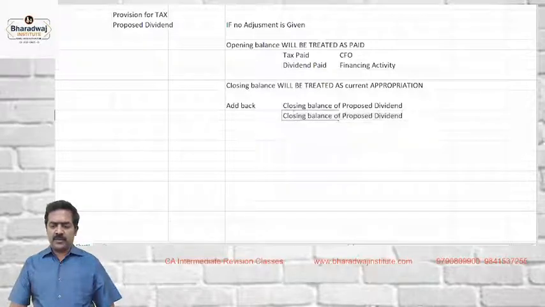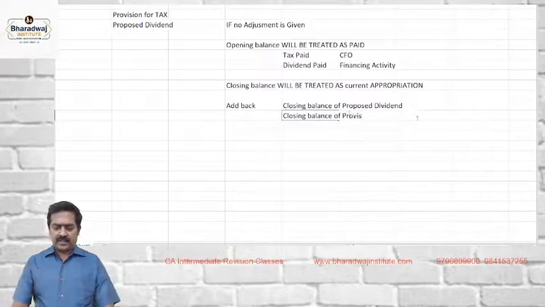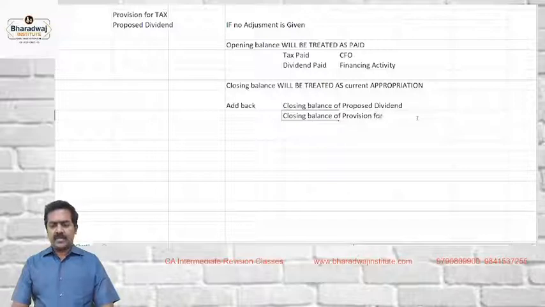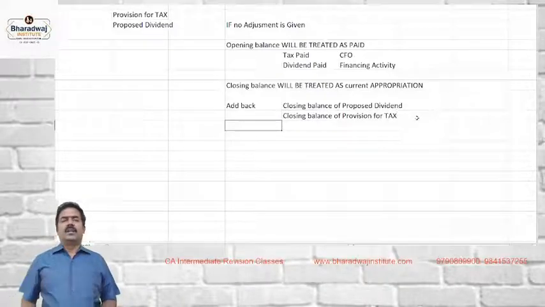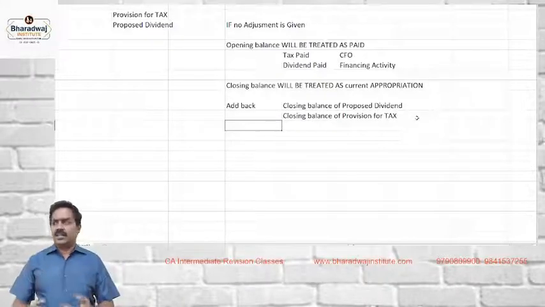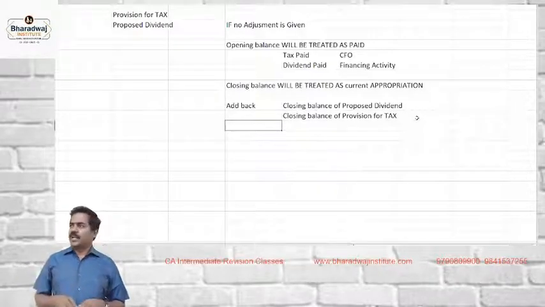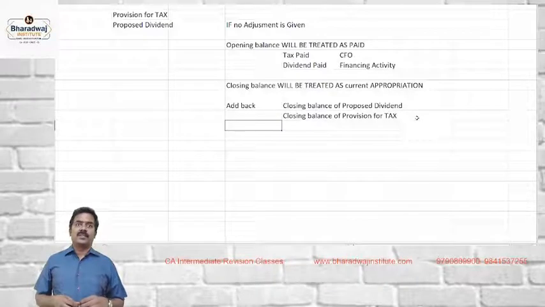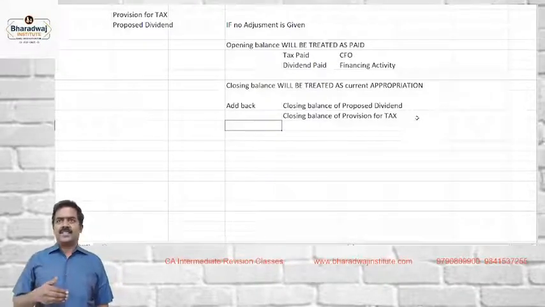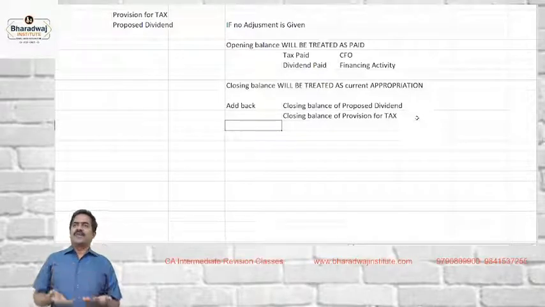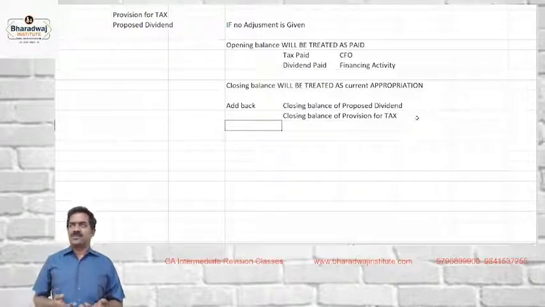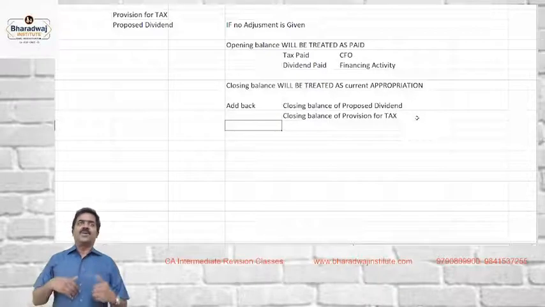Closing balance of which one? Provision for tax. What is the reason? Simple. If nothing is specified, let us take dividend. For this year, on 31st March, they finalize the accounts. The directors will recommend the dividend. When will this dividend be paid? This year itself or next year? They have to hold the AGM and get the approval of the shareholders through an ordinary resolution or whatever. Only then will the dividend be declared.